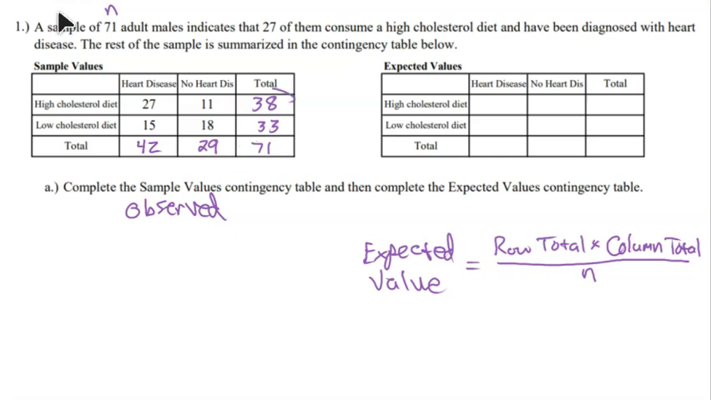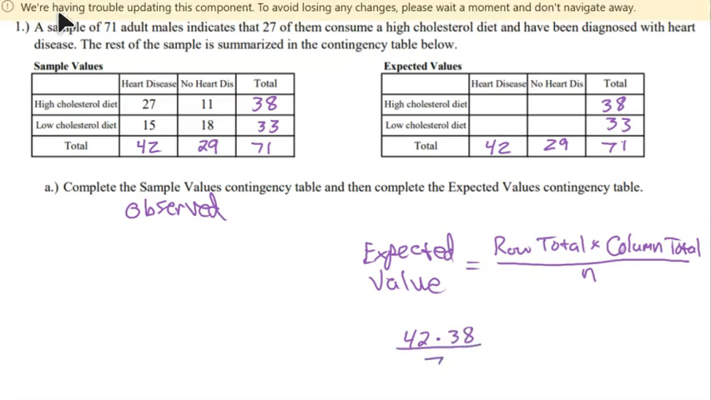So we have our sample size, we have our row totals, and we have our column totals, or we can call them our row sums and our column sums. So what we're going to do is transfer all of these numbers over to the expected values table. So we'll put a 42 here, and then we'll put a 29 here, and we'll put a 71 here, and then we'll put a 38 here and a 33 here. And now to get the expected value for this cell, we're going to multiply 42 times 38 and then divide it by 71.